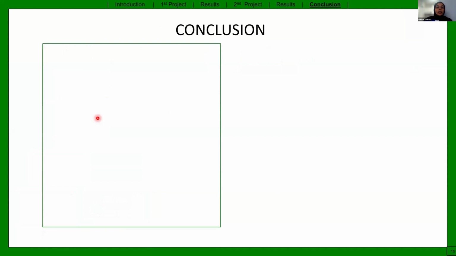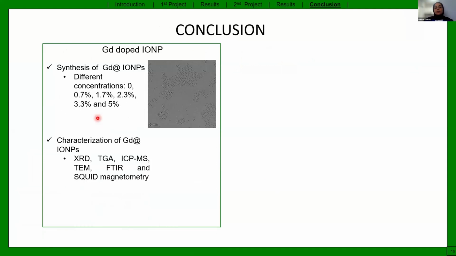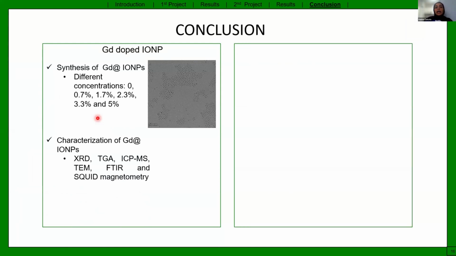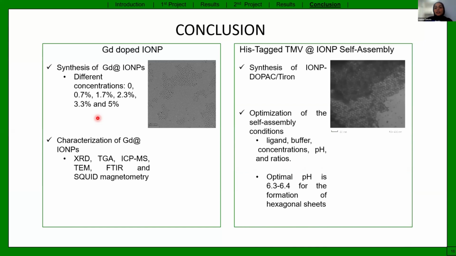So in conclusion, for the first project, we were able to successfully synthesize particles with different Gd concentrations and to characterize them using different techniques. For the second project, we did some ligand exchange, and we optimized the self-assembly conditions, and we found that pH 6.3 and 6.4 are the best to obtain the nicely packed hexagonal sheets.